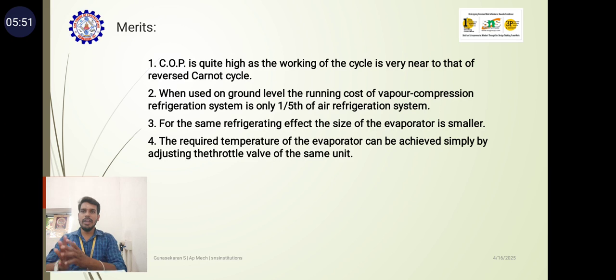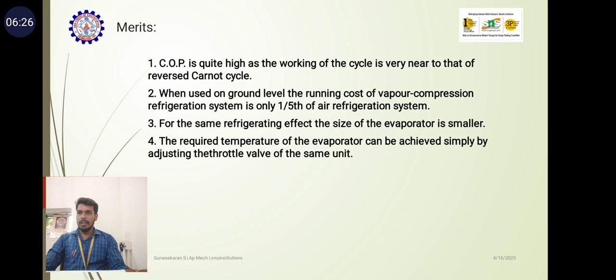Here the merits: the vapor compression system is highly efficient and widely used in refrigeration and air conditioning due to its performance. It provides effective cooling over a wide temperature range at a high coefficient of performance, making it energy efficient. The system is compact, reliable and suitable for both domestic and industrial applications. It allows precise temperature control and can use various types of refrigerant.